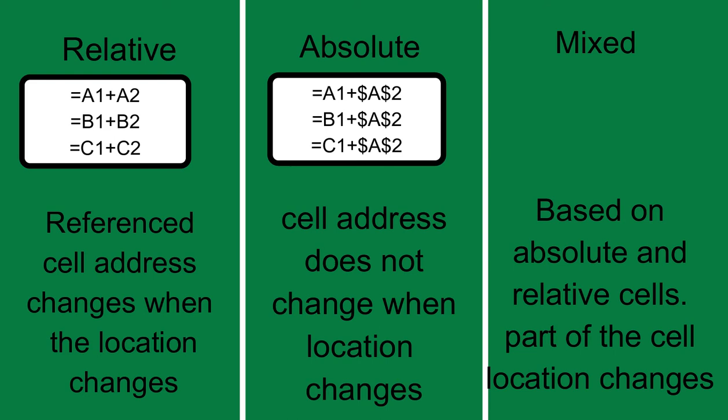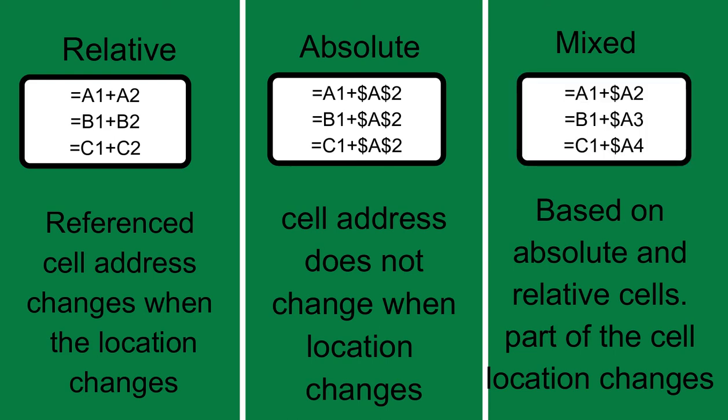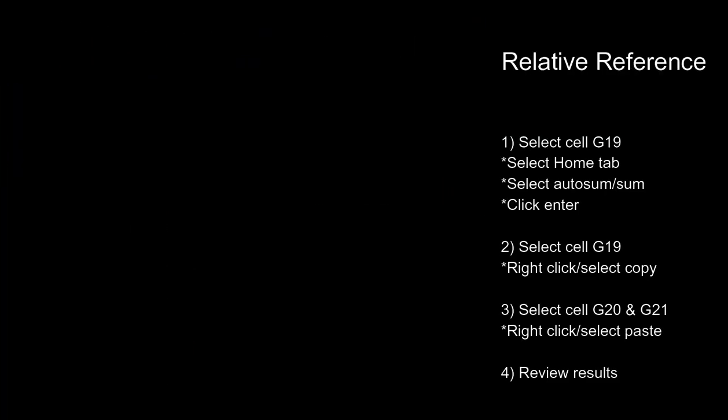Now we put the $ in front of the column and in front of the row to indicate we do not want the cell row or the cell column to change. Now as we look at the mixed value, you will see a $ only in front of the column. This is indicating that we do not want the column to change, but the row can change. So let's go ahead and dive in and take a look at our lesson so we can solidify this understanding.